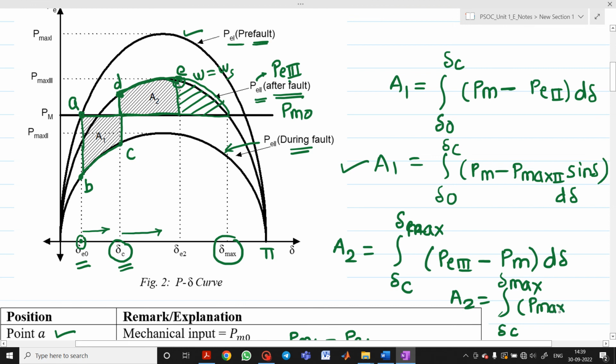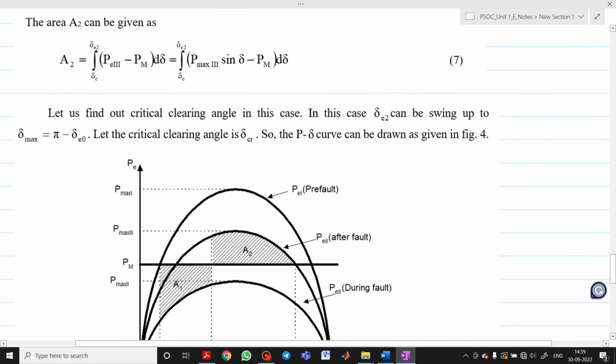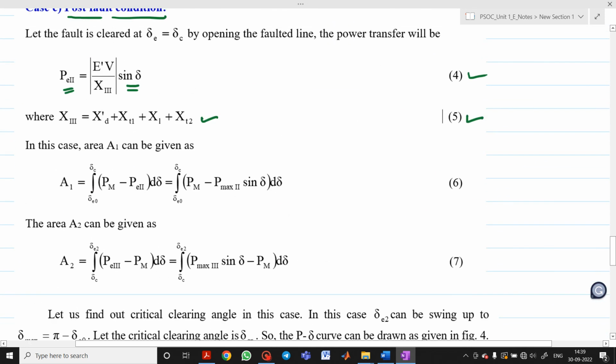It will be Pmax3 sin delta minus PM d delta. So this is your equation, the area A2 equation. Already we have written these equations here. See it carefully. This is your equation number 6 for area A1, and equation number 7 for area A2.